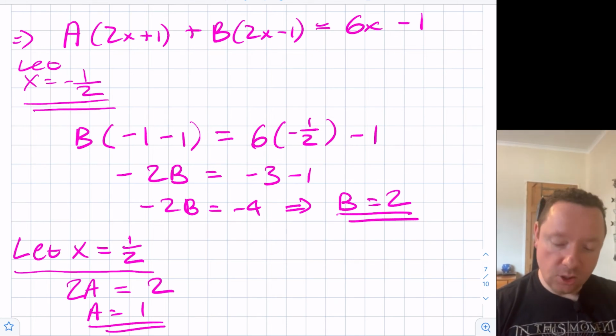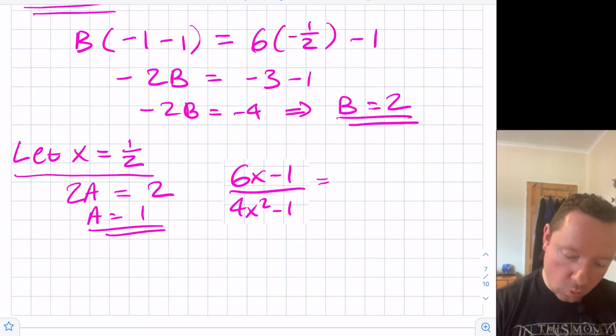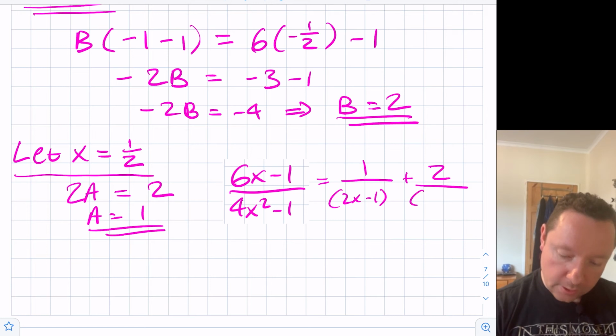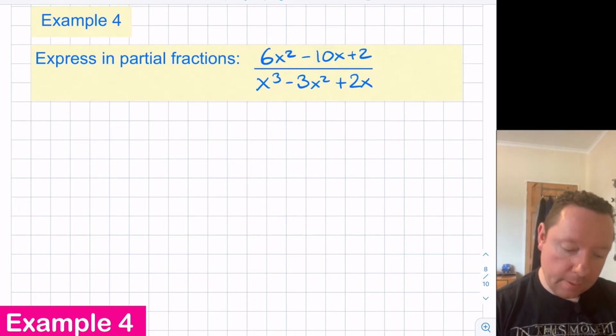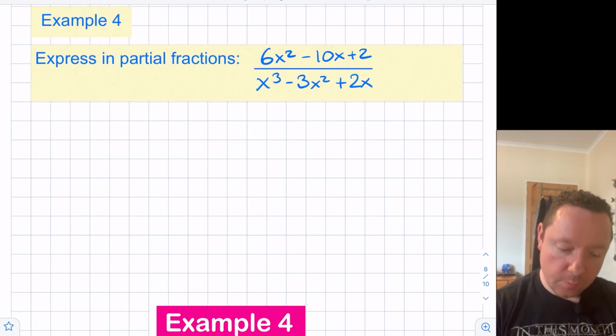So final answer, that equals 1 over 2x minus 1 plus 2 over 2x plus 1. Last example of today, expressing partial fractions 6x squared minus 10x plus 2 over x cubed minus 3x squared plus 2x.